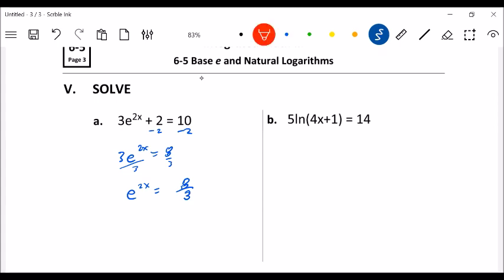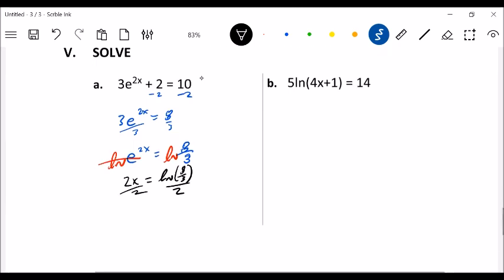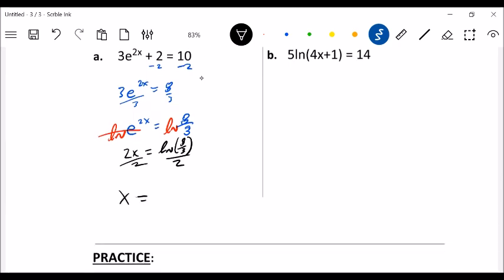So what we're going to do next now is apply natural log to both sides. It means that cancels itself out there. 2x is equal to the natural log of 8 over 3. And then we're going to divide that by 2. x is approximately equal to the natural log of 8 over 3, and we divide that by 2. What that results in, x is approximately 0.4904.